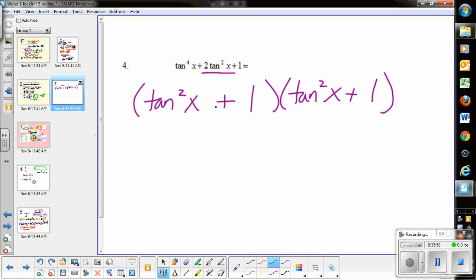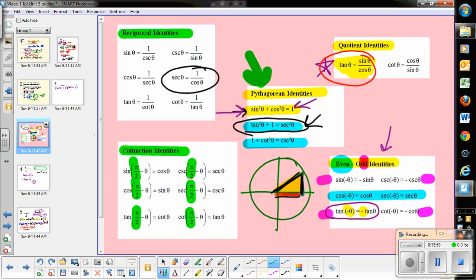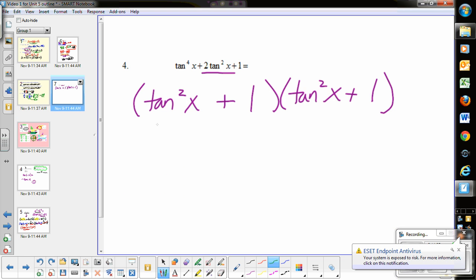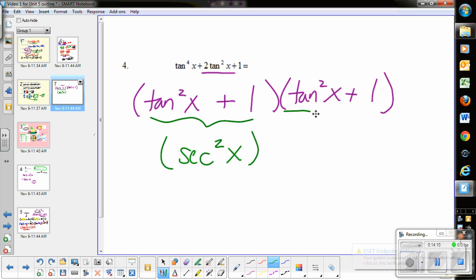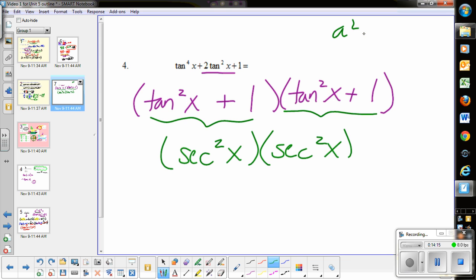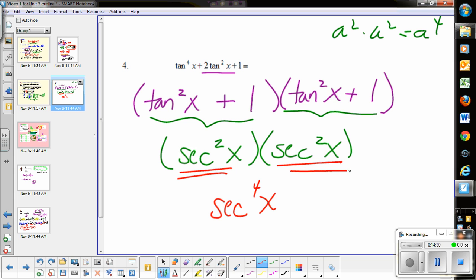Okay? Now, tangent squared plus 1. Oh, we should be so excited. Look at this. Right here. Tangent squared plus 1 is secant squared. Hot dog. So this part is same as secant squared. And this part is another secant squared. And if you have something like a squared times a squared, I hope you know that that's a to the 4th. So these two together are going to make secant to the 4th. Right? This is secant times secant. This is secant times secant. So altogether we have secant multiplied by itself 4 times. And that is as good as it gets.